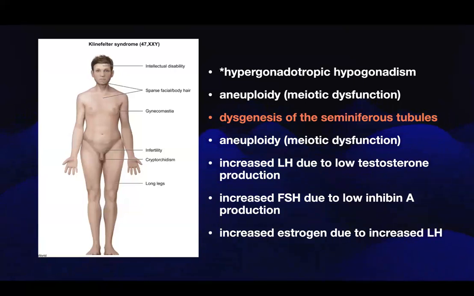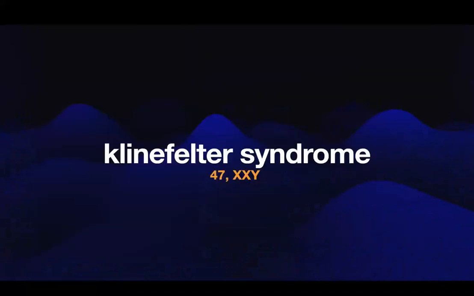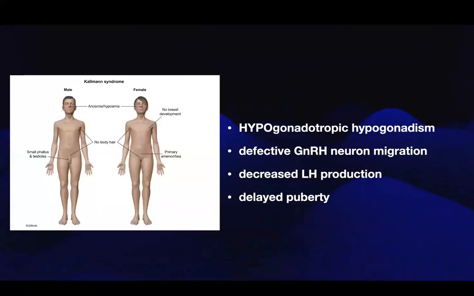In Klinefelter syndrome, you are going to have high levels of LH and high levels of FSH. So the problem is going to be a hypergonadotropic, not hypo. Just something to bear in mind. We also have something called Kallmann syndrome.